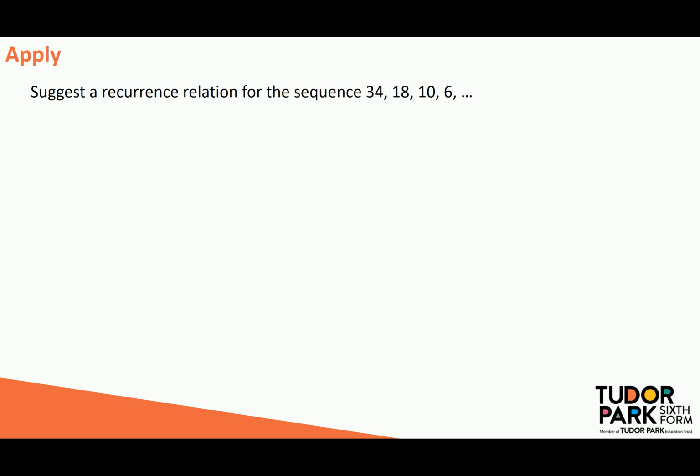So my recurrence relation here, I start off by defining the first term. The first term is 34. Then I define my rule. To get to the next term in the sequence, u of n plus 1, you need to do half of the previous term, so divide that by 2, and then when you've done that, you need to add on 1. And that's how we define recurrence relations.